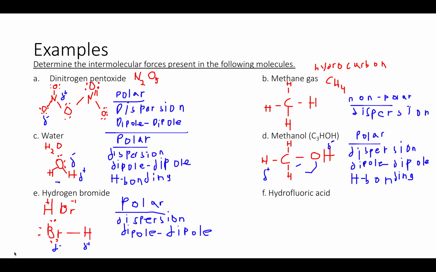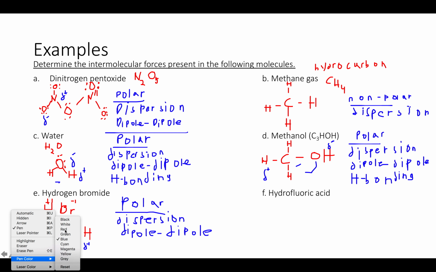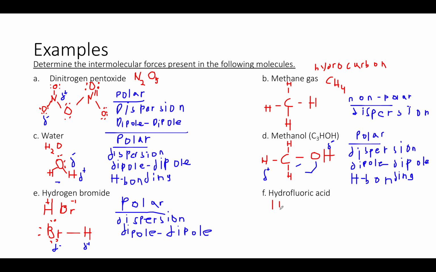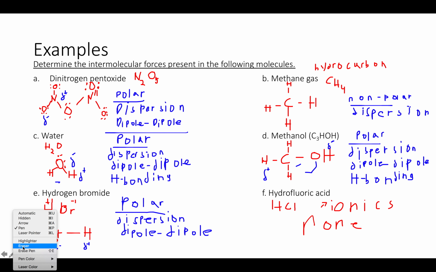And lastly, we have hydrochloric acid, HCl. Well, this is going to be easy. Why is it easy? Because all acids are electrolytes. They're ionic compounds. And ionic compounds don't have intermolecular forces. So the answer here is none. This is an ionic compound, an acid. So it will not have any intermolecular forces.